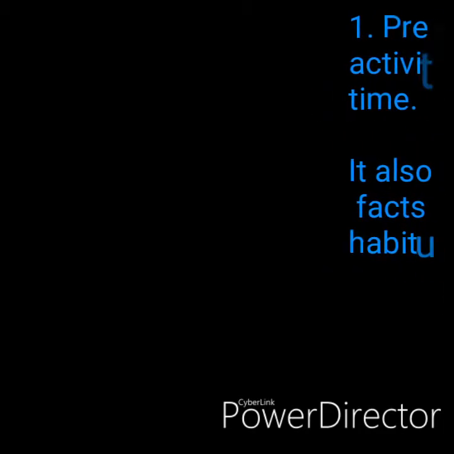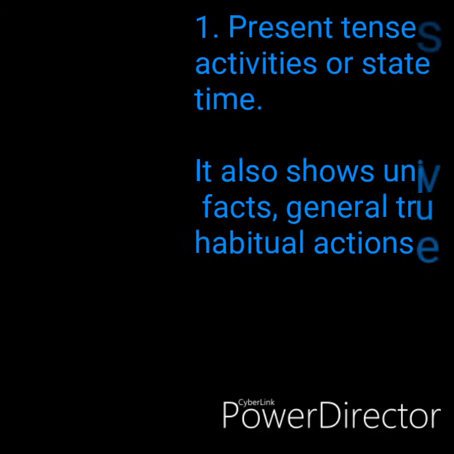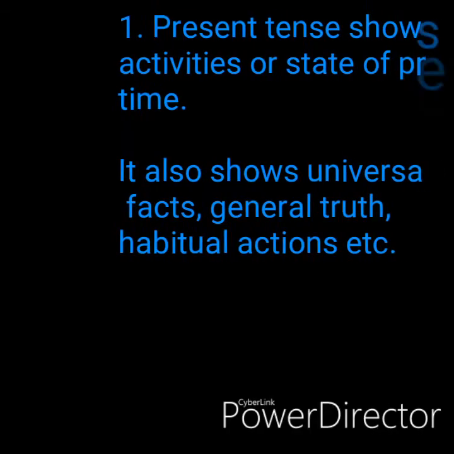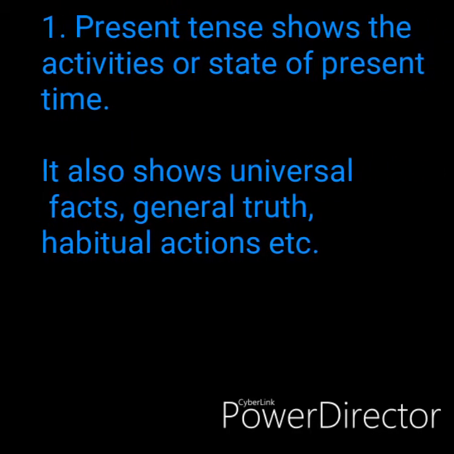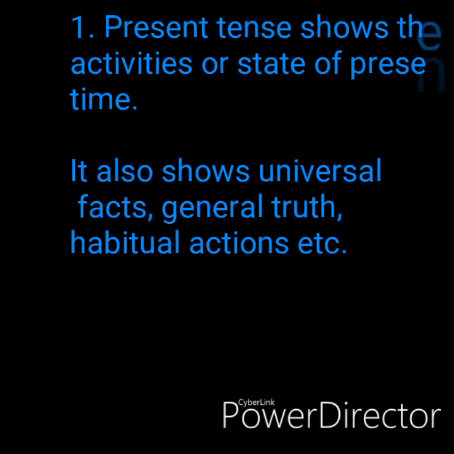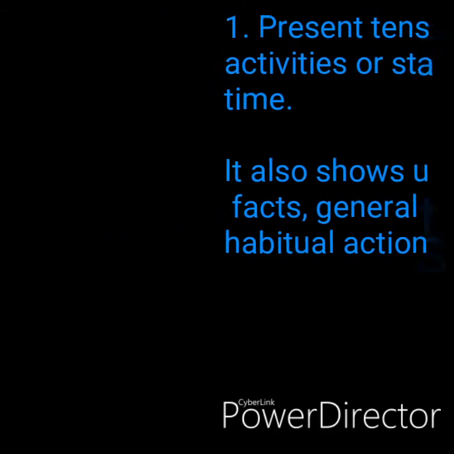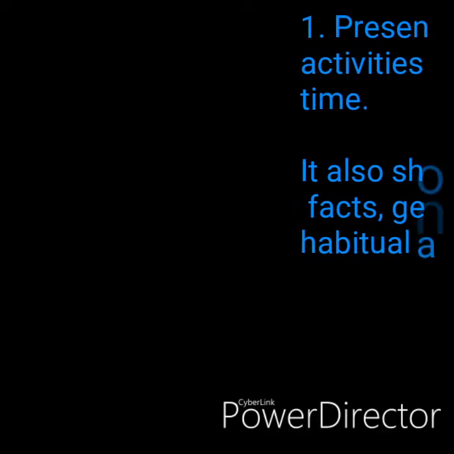The first kind of tense is present tense. Present tense shows activities or state of present time. It also shows universal facts, general truth, habitual action, etc. In present tense, we discuss the sentences which tell us about the actions which take place at the time of speaking or which are going on or which have been finished.